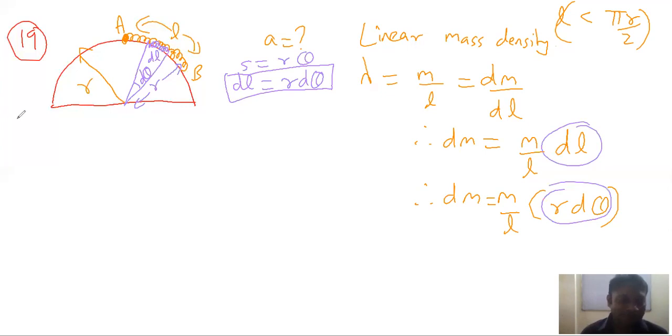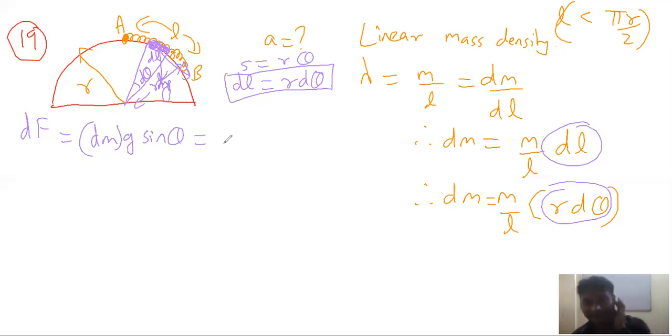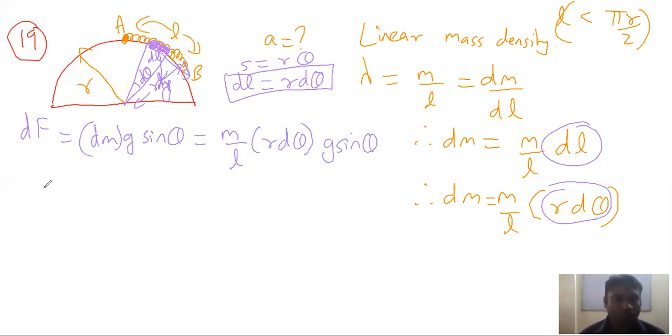Now, the force acting on this small element, df. We will have mg force here, which will be dm g. Its component along the surface will be dm into g sine theta, just like we have mg sine theta. And dm value we substitute here, m by L into r d theta into g sine theta. So df will come out to be m by L into r g sine theta d theta.